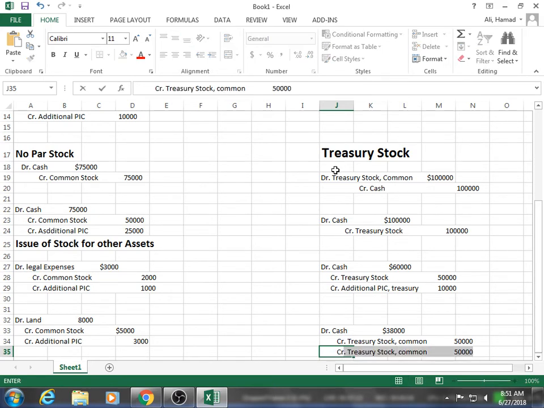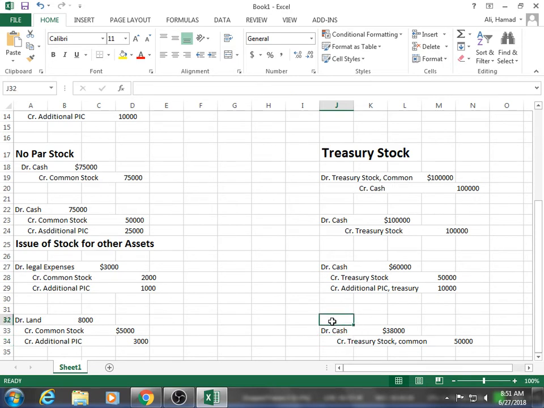No, we had a credit there, so don't we have to debit that? Yes, you are absolutely right. I wasn't paying attention. Let me put this down; I'll just do it over the cash. So we debit additional PIC treasury.